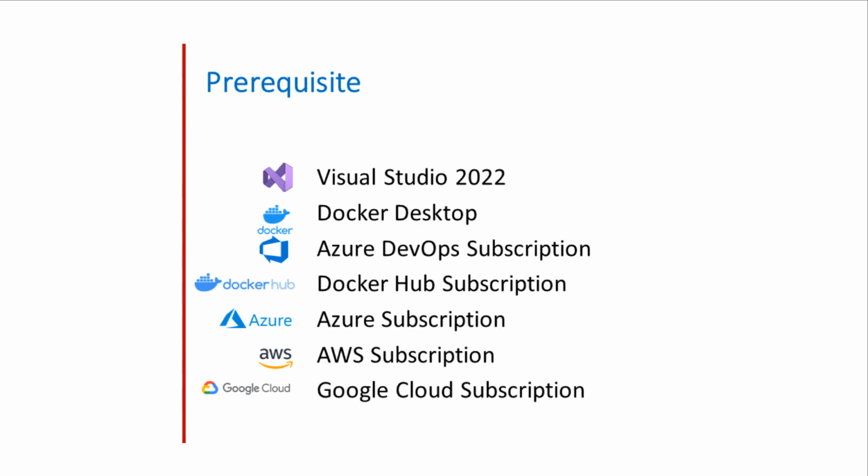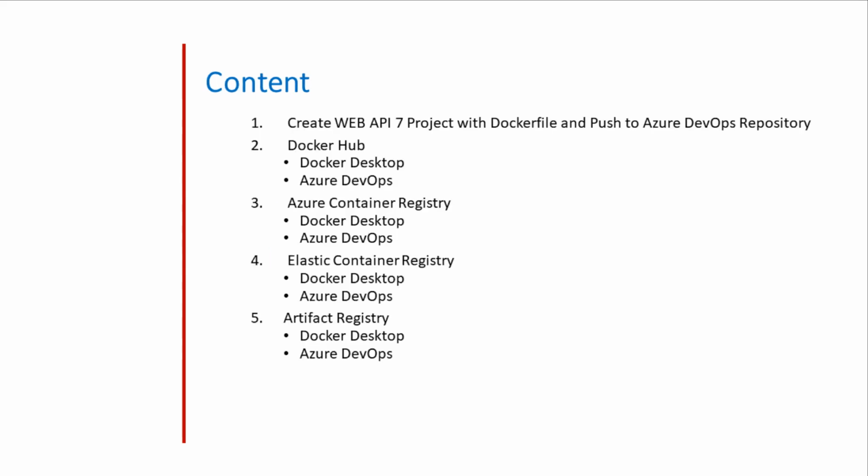Before we start, we need to install Visual Studio and Docker Desktop on your local machine. Also, we need Azure DevOps, Docker Hub, Azure, AWS, and Google Cloud subscriptions. First, we will create a .NET Core Web API project with a Dockerfile, and we will push the code into an Azure DevOps repository. Then we will push the image to Docker Hub, Azure Container Registry, Elastic Container Registry, and Artifact Registry. First, we will create a .NET Core Web API project with the Dockerfile.